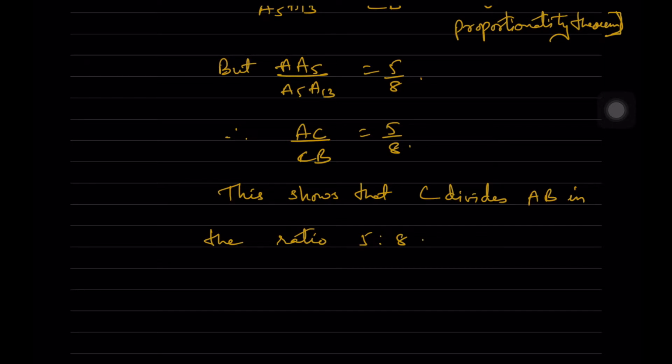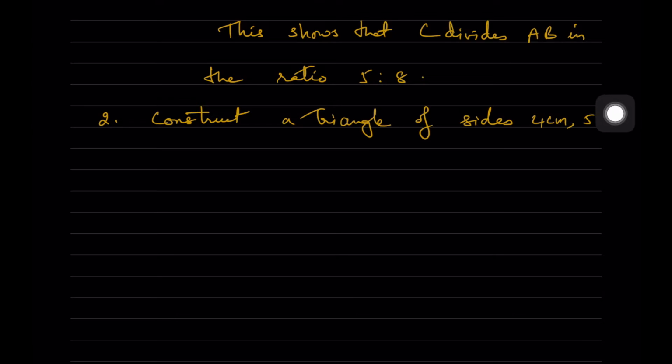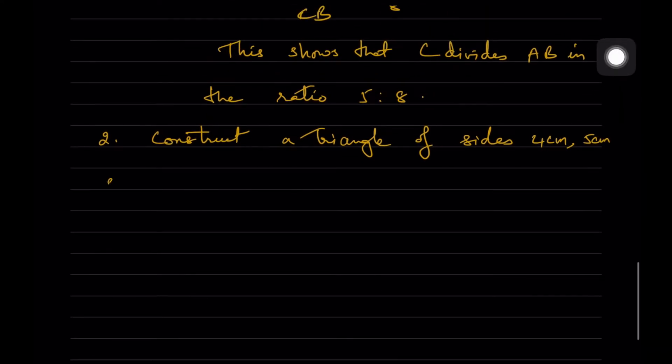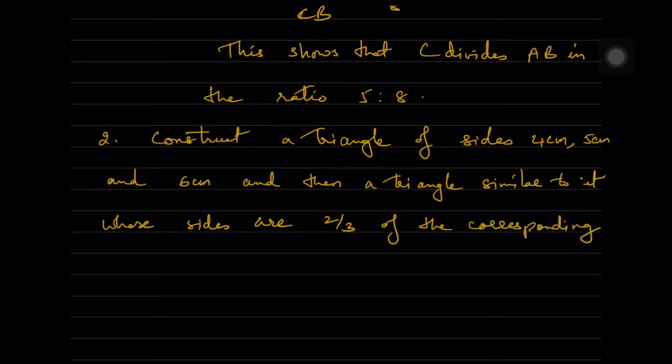What is the second problem? Let's see. Construct a triangle of sides 4 centimeters, 5 centimeters, and 6 centimeters, and then a triangle similar to it whose sides are 2 by 3 of the corresponding sides of the first triangle.